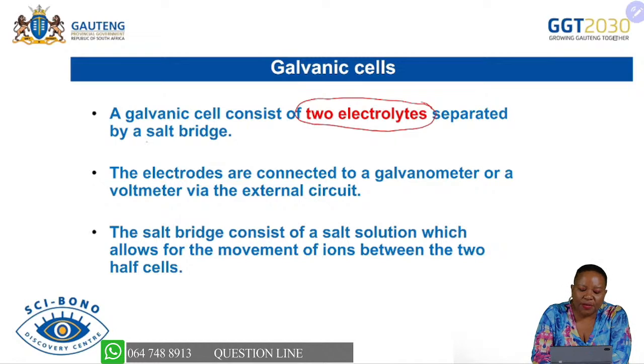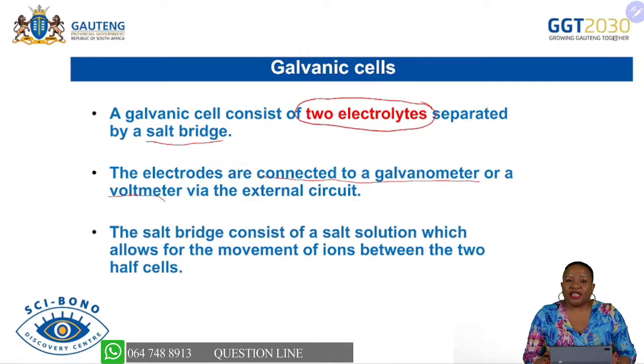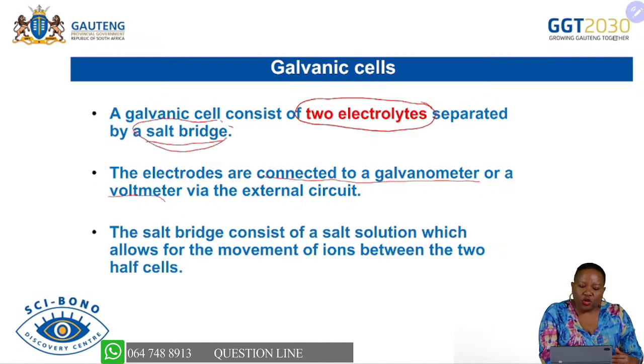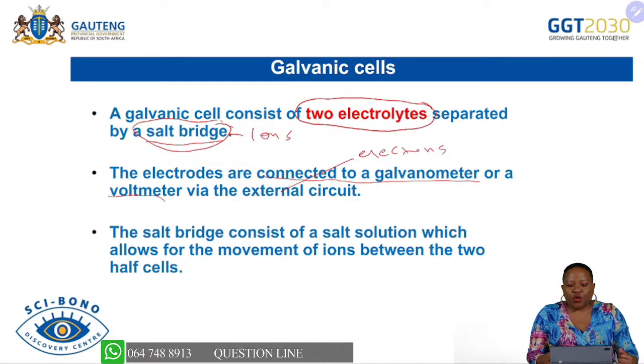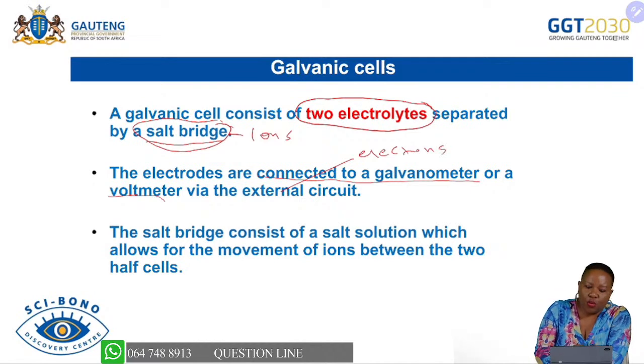And they are separated by a salt bridge, and there is a connection of a galvanometer or voltmeter via an external circuit. And as I explained, in an external circuit, that is where we have a wire that will allow the movement of electrons. And we also have an internal circuit, which is our salt bridge. So what will be moving inside the salt bridge is the ions, and it's our internal circuit. And what will be moving at our external circuit is the electrons. The salt bridge consists of a salt solution which allows the movement of ions between two half cells. That is why we are using a salt, and we know that all our salts have both positive and negative ions.